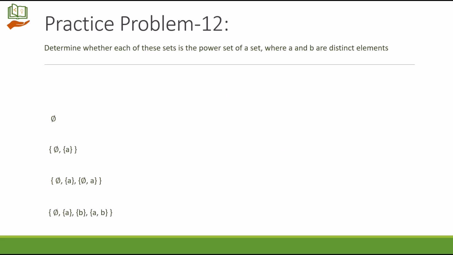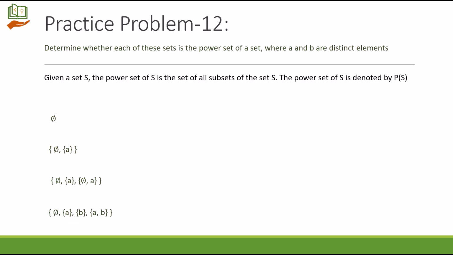The last problem: determine whether each of these sets is the power set of a set, where A and B are distinct elements. Given a set S, the power set of S is the set of all subsets of S. Usually they will give S and they will ask for the power set. Now they have given something in the form of a power set. If it is a power set, we have to say yes.